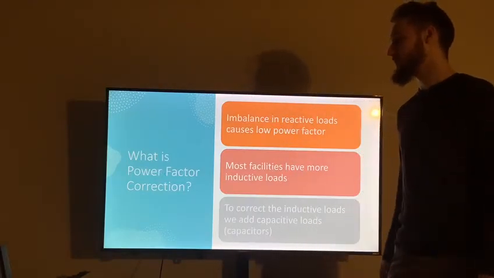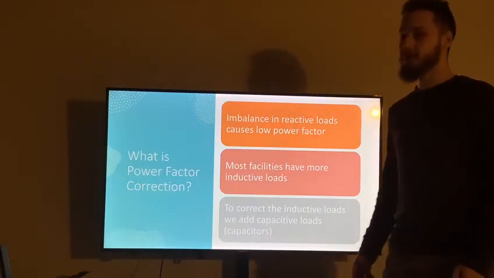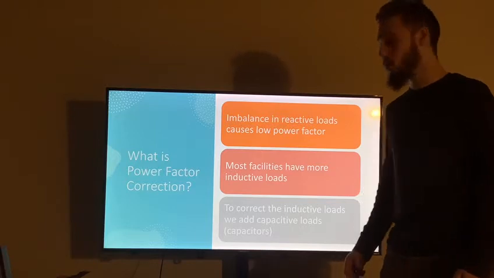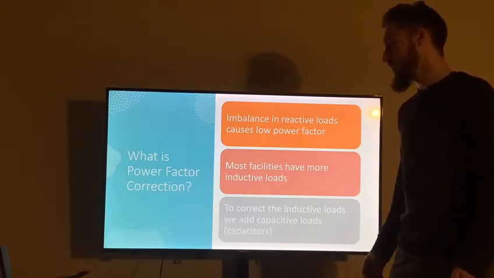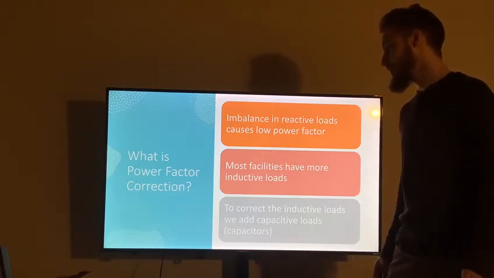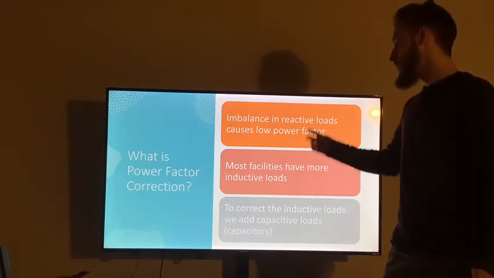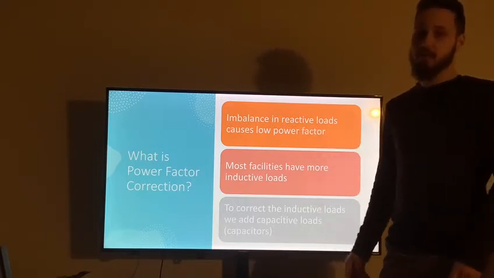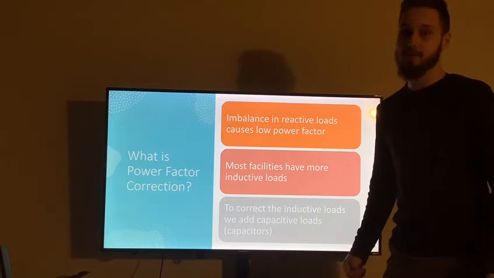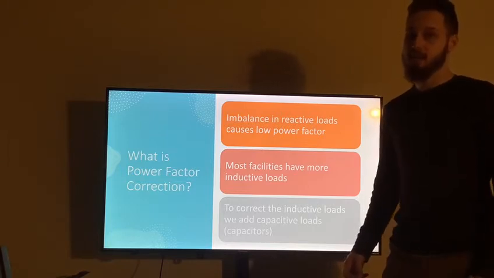So what is power factor correction? Well, there are two types of loads: inductive loads and capacitive loads. Those are both reactive loads. So reactive loads cause imbalances in the supply system.